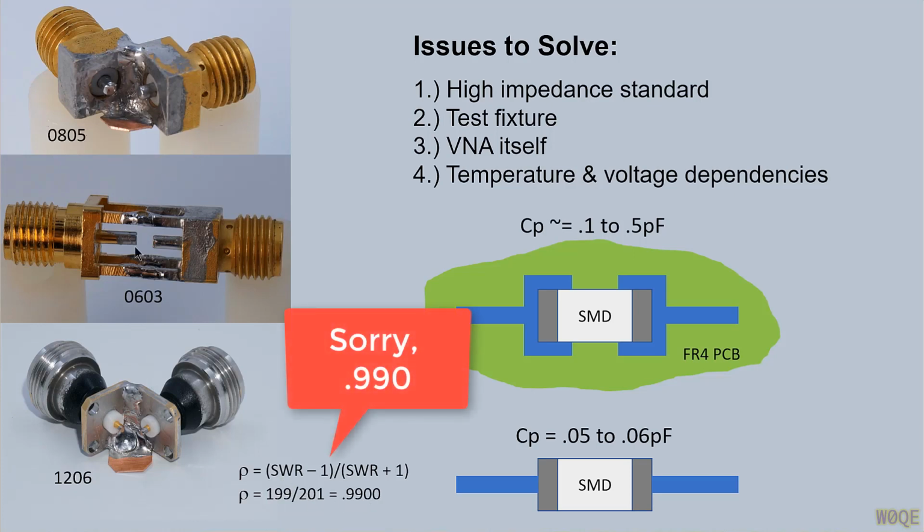Shown here are some little test fixtures that I've used. This one is for 0603, the resistor just barely fits in there. 0805 resistor size, that barely fits in there. 1206 for this one. And I calibrate these by doing open, short, load, say on one side where I have an open. A short is just a 0 ohm resistor here. A load is a 49.9 ohm resistor. That's good enough for this purpose.